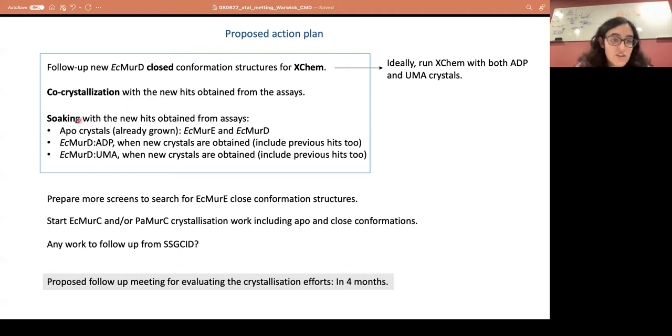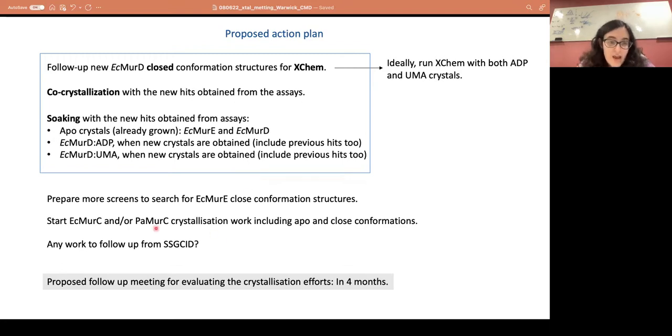And try soaking of compounds. The APOs are already grown, so I'm going to try the inhibitors that we got from the Enamine, try to soak them into the APO crystals, and then once I get the crystals for the other things, I'll do the same. And we should follow up with what Jan has been doing in the SSGCID, because I think it's quite nice. If we can get those Mur structures with other organisms, it would be quite nice to do that as well.